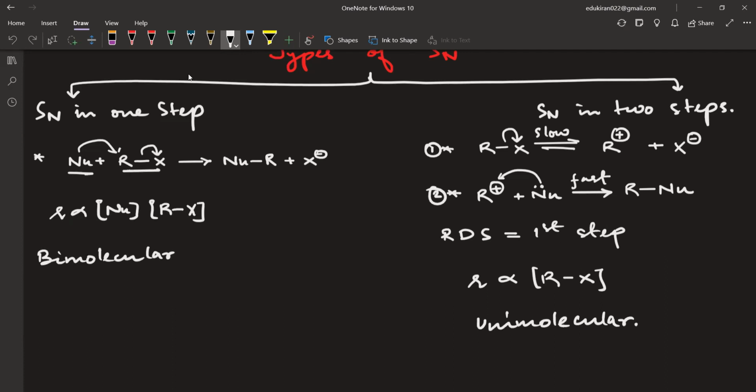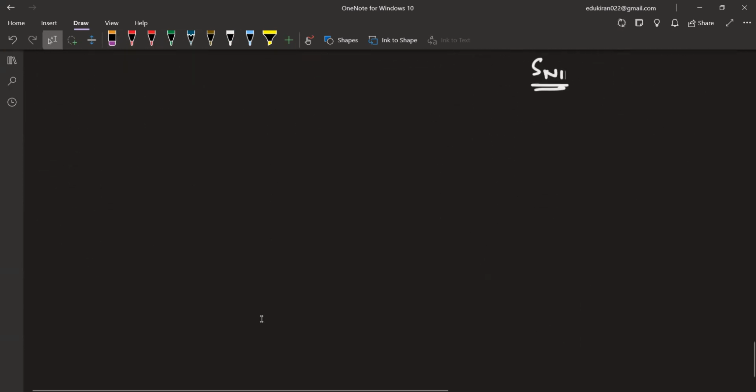Bimolecular is known as bimolecular nucleophilic substitution, so it is abbreviated as Sn2 since there are two molecules on which the rate depends, and this is abbreviated as Sn1. All of you remember this. These 2 and 1 tell you about the number of molecules on which the rate depends. Chaliye. All of you got this? Yes or no? Please tell me. Yes, sir. Sn1 and Sn2. Okay. Moving on.